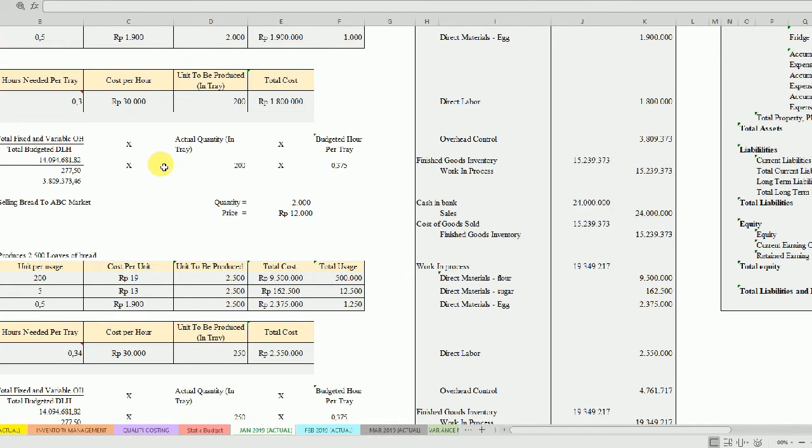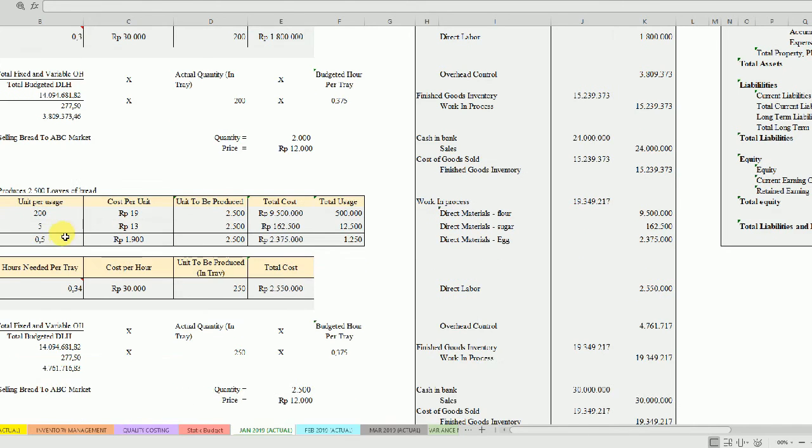Next, selling bread to ABC market. The quantity is 2,000 and the price is 12,000 rupiah. The journal will be cash and bank to sales, and also cost of goods sold to finished goods inventory.